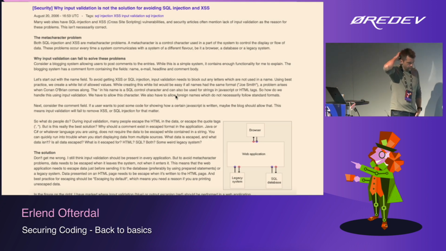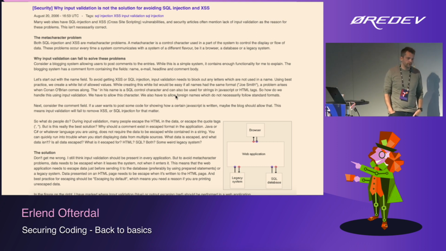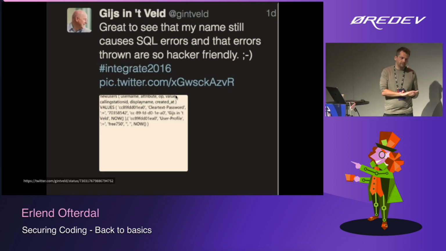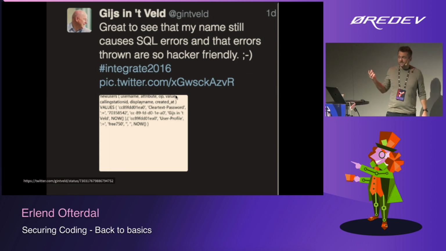But again, there was this blog post that I mentioned from 2006. And the title of it was, Why Input Validation is Not the Solution for Avoiding SQL Injection and XSS. And I found a really good example of this. It's this tweet. So this is probably a Dutch guy, and he has a quote in his name. And he's obviously had this problem quite a few times where he registers on some service, and there's an exception. And in this case, you could see there was actually an error message that contained SQL stuff, like clear text password and all kinds of stuff. And this happens simply because he has a quote in his name.